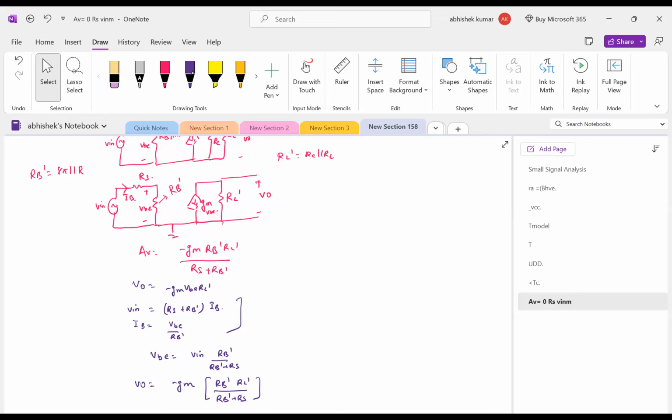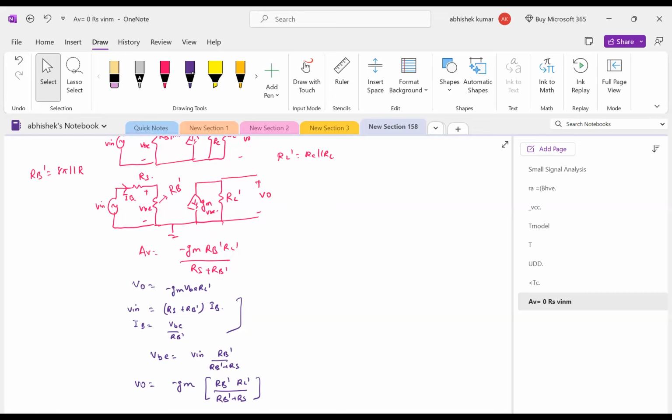Any doubt? Just this divided by this, right? Sir, what we could have done is, for RN, we could have said VB equals RB dash into IN, and then just put that into the VBE. Yes, the same thing. So you will be getting gm RC RB dash divided by RC plus RL. This is your current gain. Any doubt in this one? No, sir.